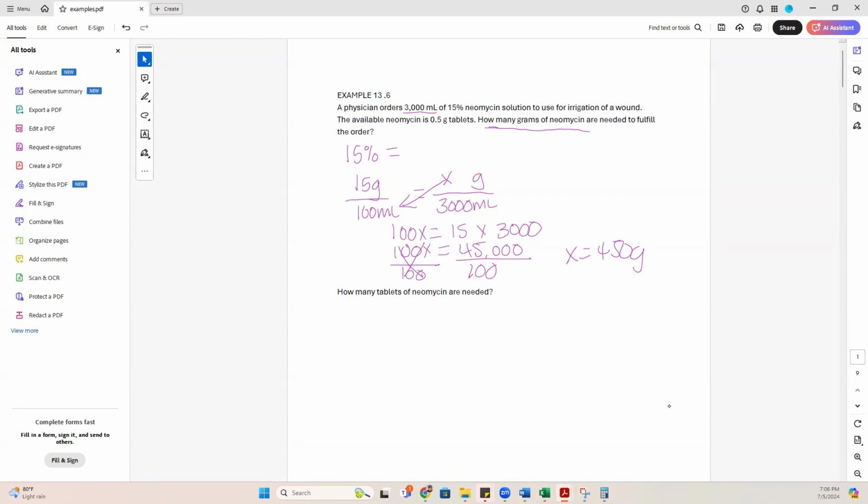The next part says how many tablets of neomycin are needed. So we know we need 450 grams. We need to know how many 0.5 gram tablets we need. So on one side of our proportion, the known, we know that one tab is equal to 0.5 grams. And we want to provide the patient with 450 grams. How many tabs do we need?